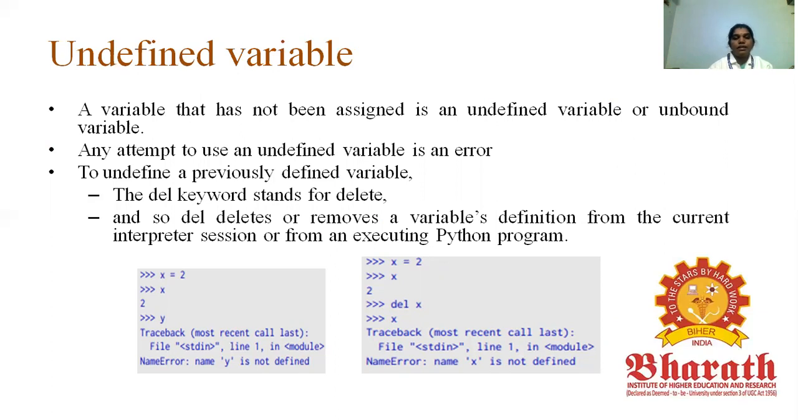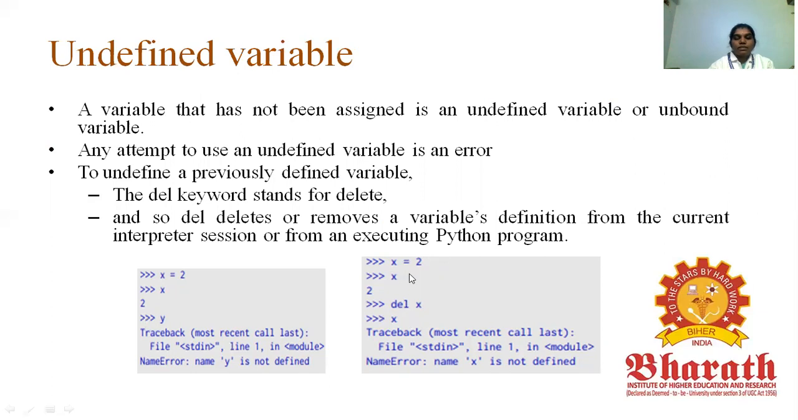See the example: x is equal to 2, which means the value 2 is assigned to the variable x. In the next line at the shell prompt, given x, the interpreter will interpret the variable x and show the result 2. But no value is assigned to the variable y, so it automatically shows an error message: y is not defined.